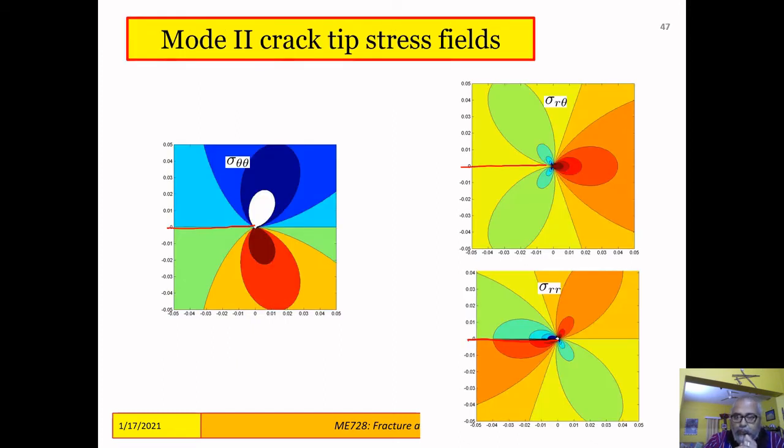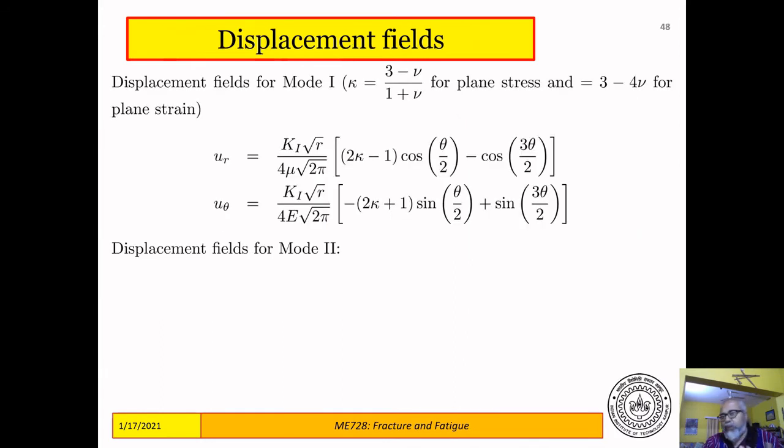So this is mode 2, and you can find the displacement fields as well. From the stresses, you use the constitutive equations to find the strains, and then integrate the strains to get the displacements. There's a way of doing that, and these are the mode 1 displacement fields with this kappa, which is 3 minus nu by 1 plus nu for plane stress and 3 minus 4 nu for plane strain. If you put that in, you get either the plane stress displacement field or the plane strain displacement field.